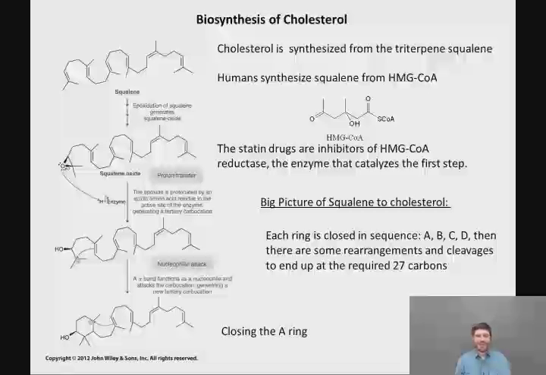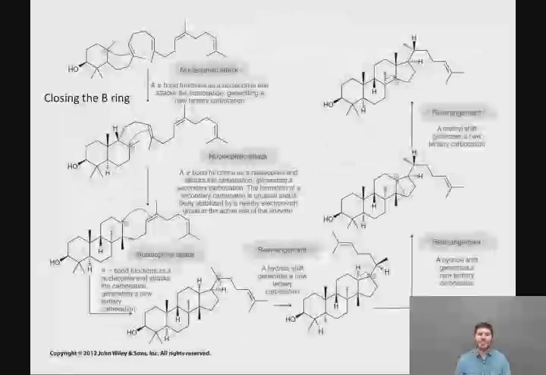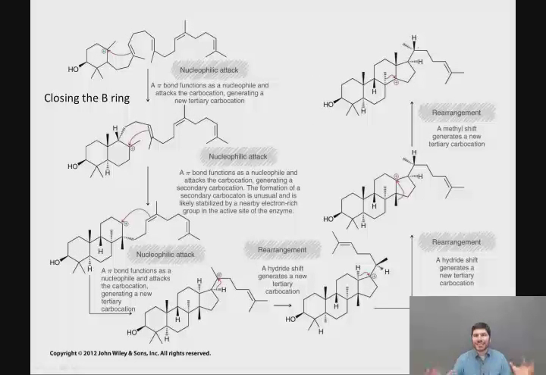Okay, so that's the first ring closure. And then moving forward, you have double bonds spaced in exactly the right place. These double bonds, of course, all originating from the squalene, so that you can do the cation-pi cyclization again to close the B ring. So that takes us from the top structure to the next structure down. We do it once more to close the C ring. That takes us one more structure down. And then finally, we close the D ring.